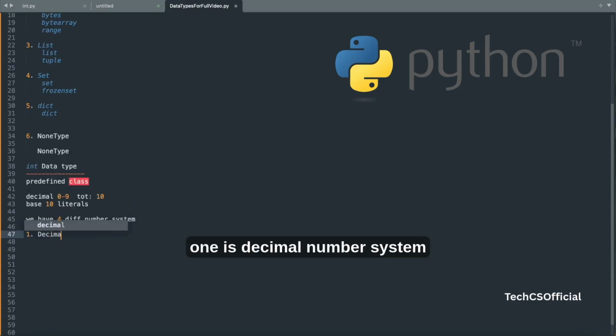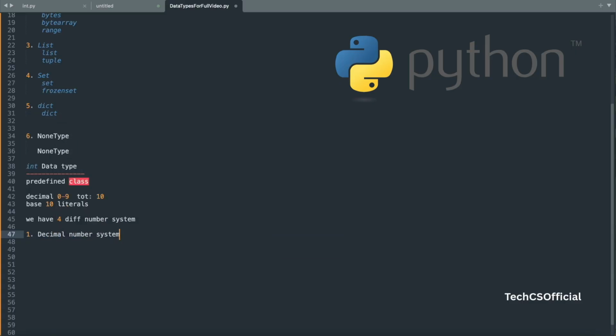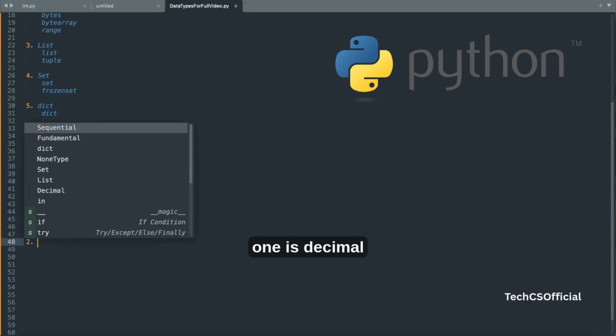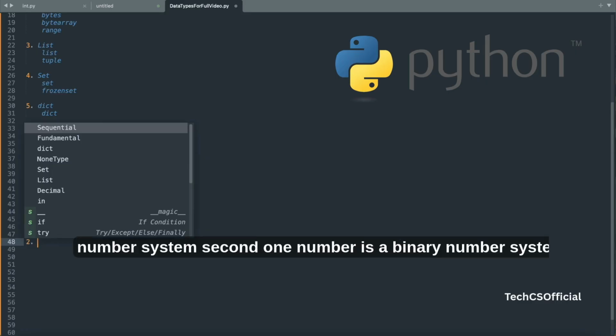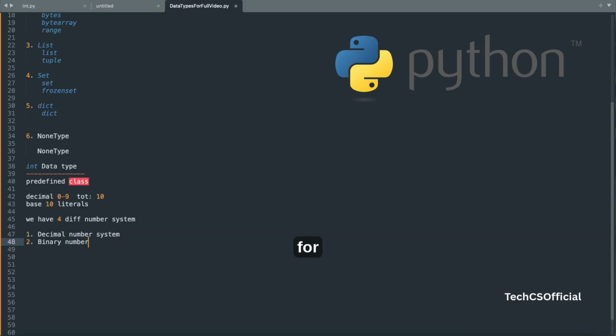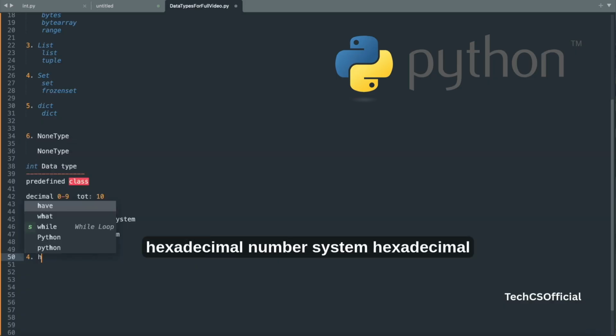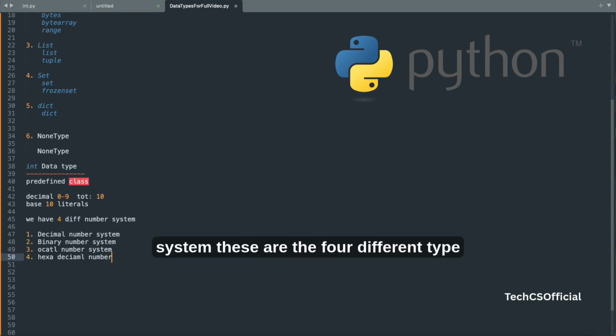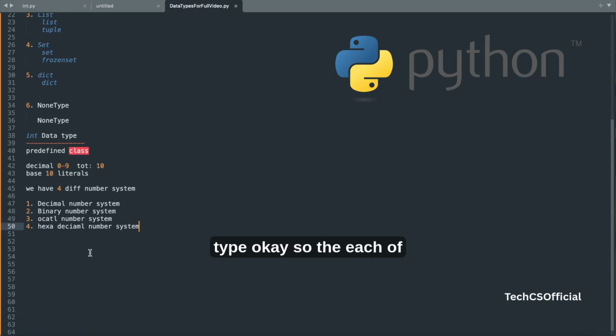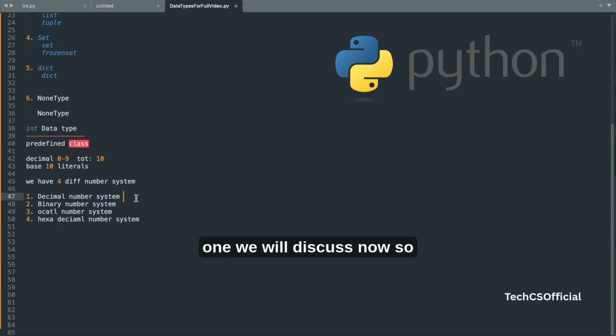One is decimal number system, second one is a binary number system, third one is octal number system, fourth one is hexadecimal number system. These are the four different types of data which come under the integer data type. Okay, so each one we will discuss now.